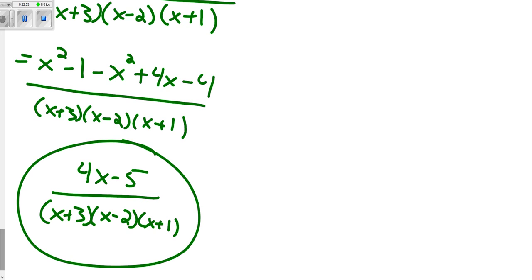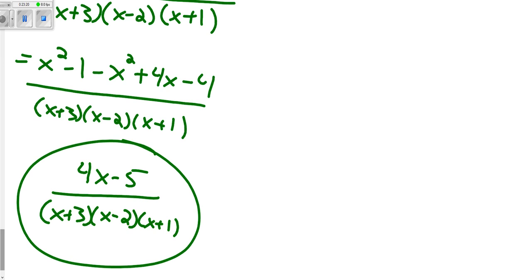Well, 4x doesn't combine to anything. Then I have -1, take away 4, which becomes -5. So where did the other things go? What do you mean, like the x squared? Yeah. Well, what's x squared take away x squared? That's all it is. There's nothing here to take out, so I'm done. Well, the bottom makes sense.